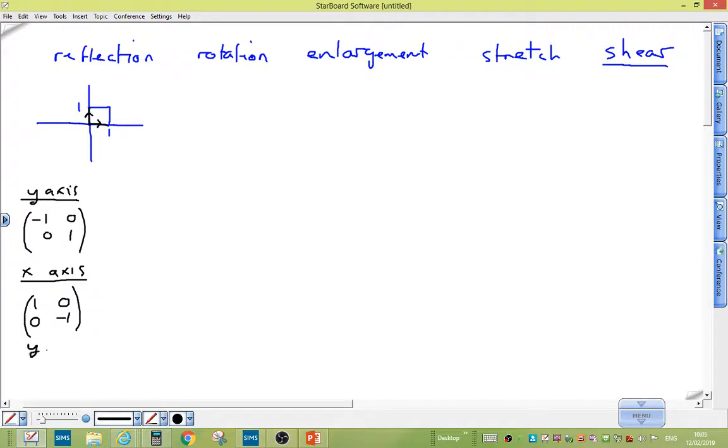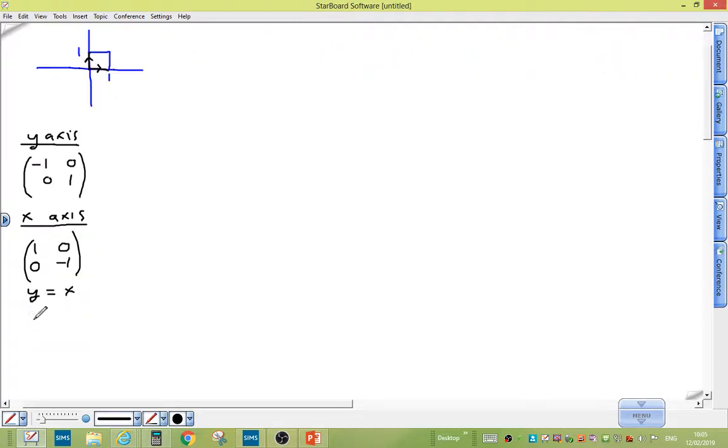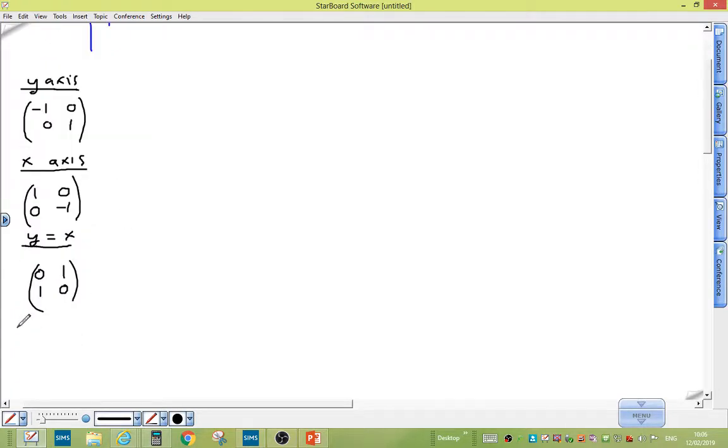Reflection in the line y equals x. Y equals x goes right up here. So that will become this, which is 0, 1. And that will become this, which is 1, 0. See how easy this is. And then finally, we're doing the basic ones.